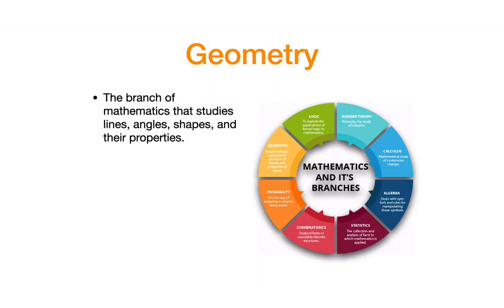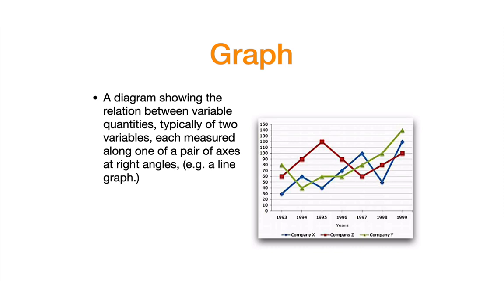Geometry, the branch of mathematics that studies lines, angles, shapes, and their properties. Graph, a diagram showing the relation between variable quantities, typically of two variables, each measured along one of a pair of axes at right angles, e.g., a line graph.